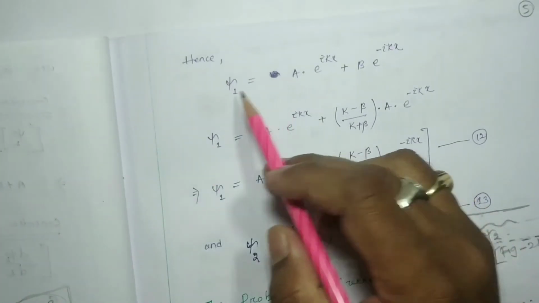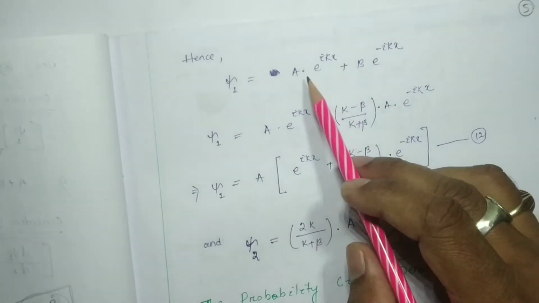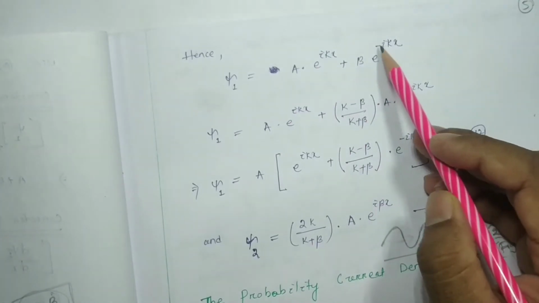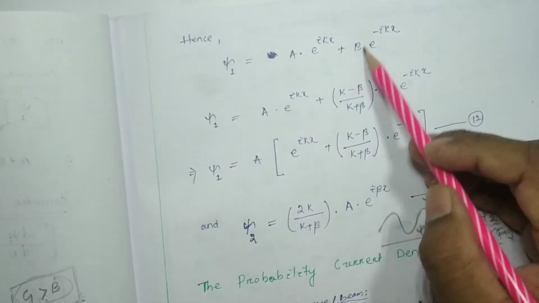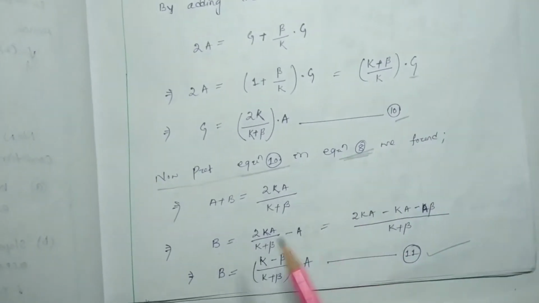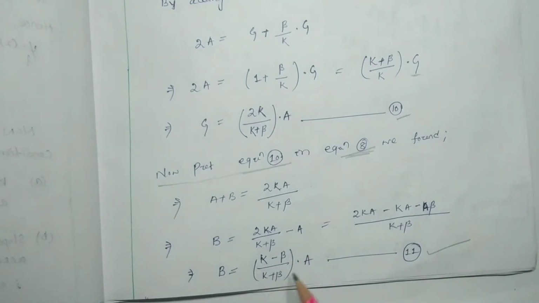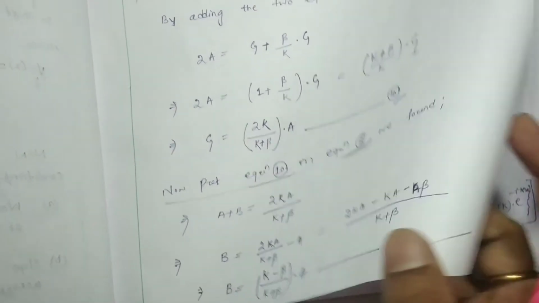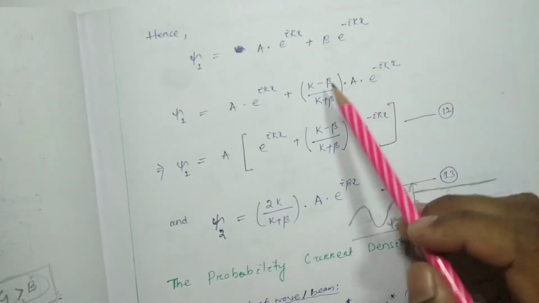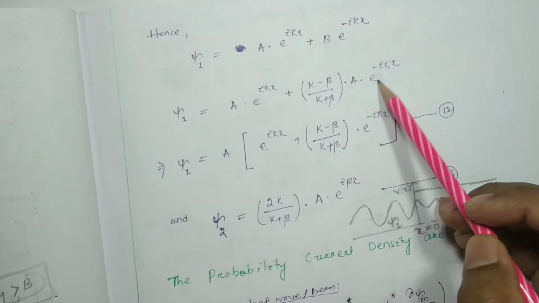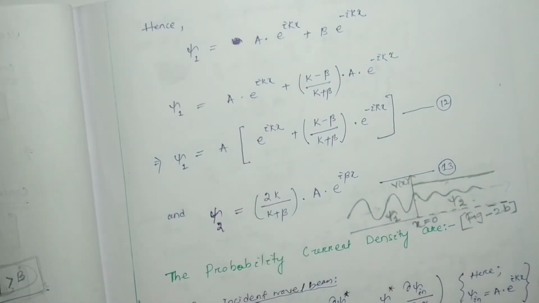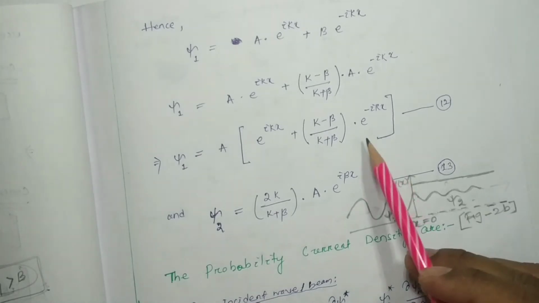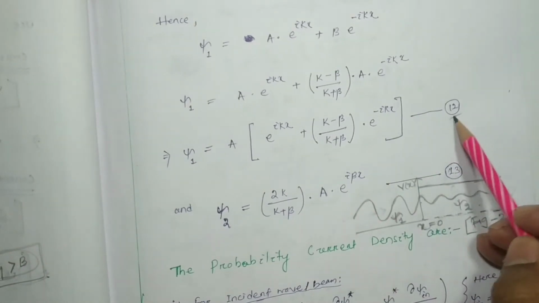Now psi 1, we know that it is a e to the ikx plus b e to the minus ikx. Here, the b value we found is (k minus beta) by (k plus beta) into a. That value we are going to put. Then we get (k minus beta) by (k plus beta) into a into e to the power minus ikx. So a can be taken as common. So it will be e to the power ikx plus (k minus beta) by (k plus beta) into e to the power minus ikx. Let it be equation number 12.